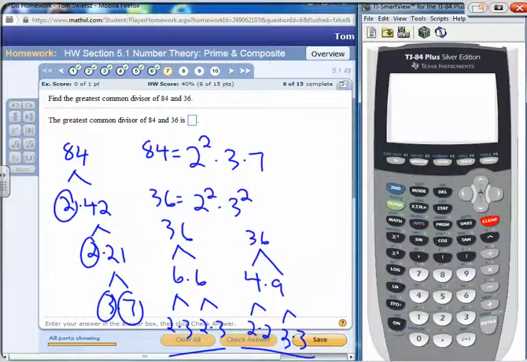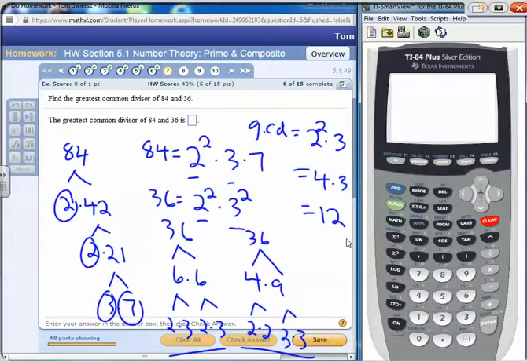Okay, now the greatest common divisor are the divisors common to both, which are 2's and 3's, and it's the smaller of the exponent. So it's 2 squared and 3 to the first and 3 squared, so it's only 3 to the first because that's a smaller exponent. 2 squared is 4, 4 times 3 is equal to 12. So our GCD is equal to 12.